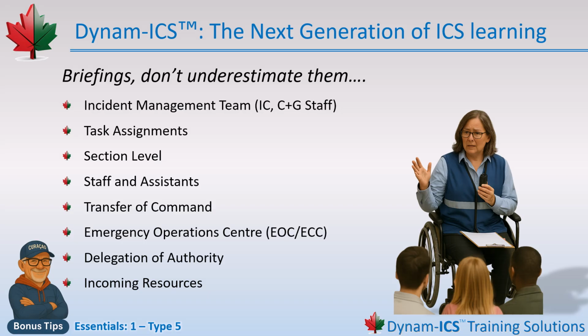Incident Management Team, IC and general staff, keeps command and general staff aligned on current objectives, priorities, and resource status. Task assignments clarifies who's doing what, where, and when, so everyone knows their tasks and limits. Section level keeps each section working as a unit, ensuring their internal coordination matches the incident objectives. Staff and assistants ensures everyone supporting a unit leader or command staff role understands their delegated responsibilities and reporting expectations.